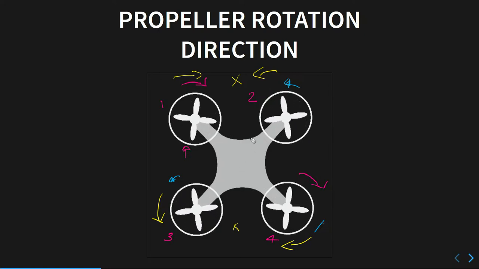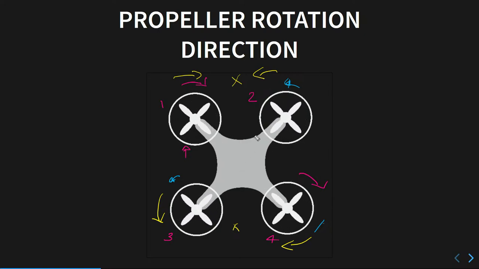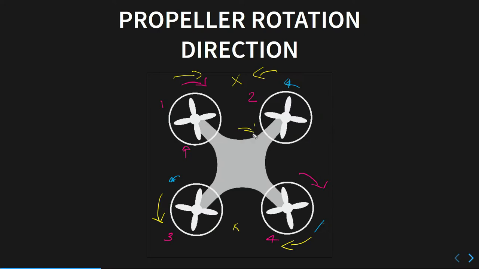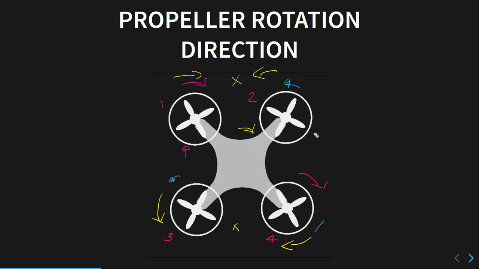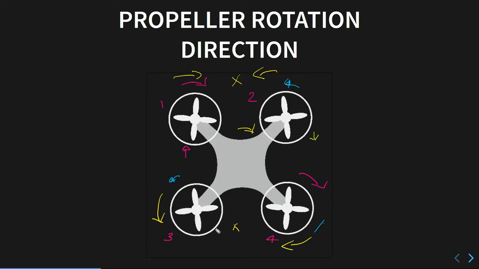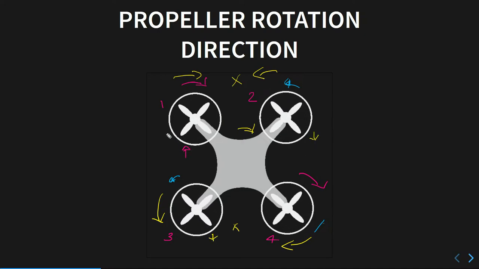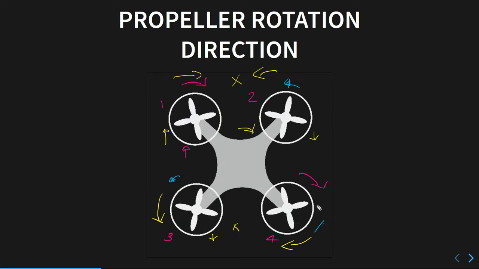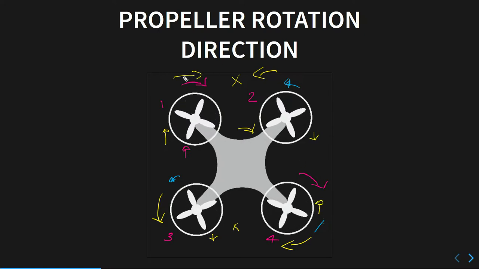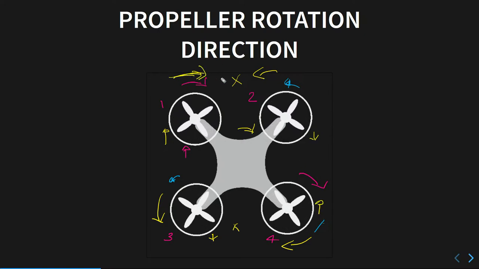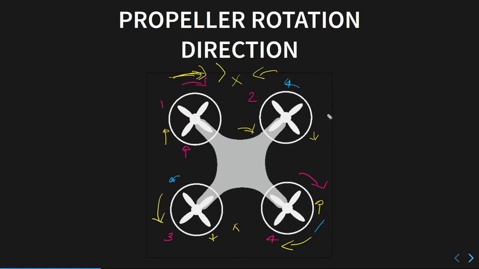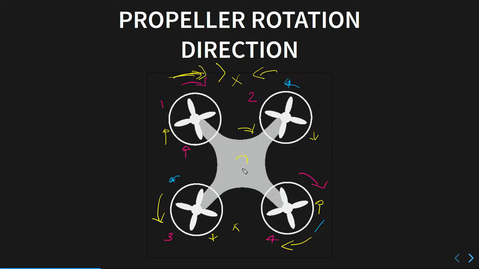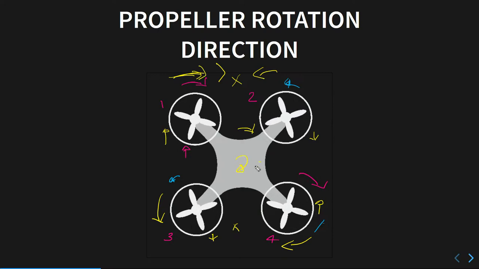And if you want the quadcopter to rotate around the z-axis in a specific direction, whether clockwise or counterclockwise, then you basically decrease the speed of this motor and this motor, and increase the speed of this motor and this motor, and then you'll realize that the clockwise force is way greater than the counterclockwise force, and then the quadcopter will rotate in the clockwise direction.